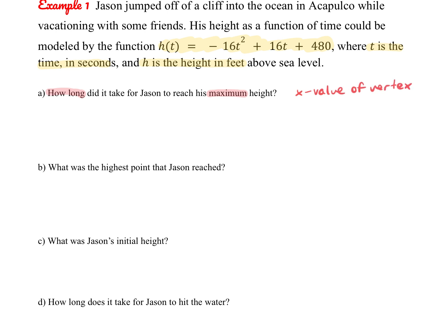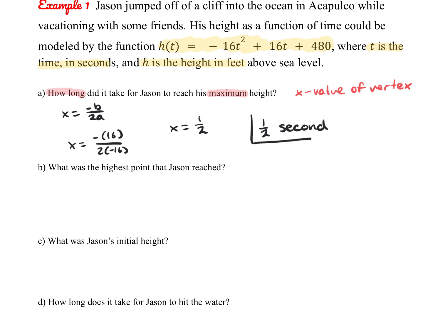So once you know what you're trying to find, then you should already know how to do that. We can just use our little formula that x equals negative b over 2a when our equation is in standard form. So we could say x equals negative 16 over 2 times negative 16. So x equals 1/2. And then we'll want to make sure we answer this with units. So it would take him half a second to reach his maximum height.